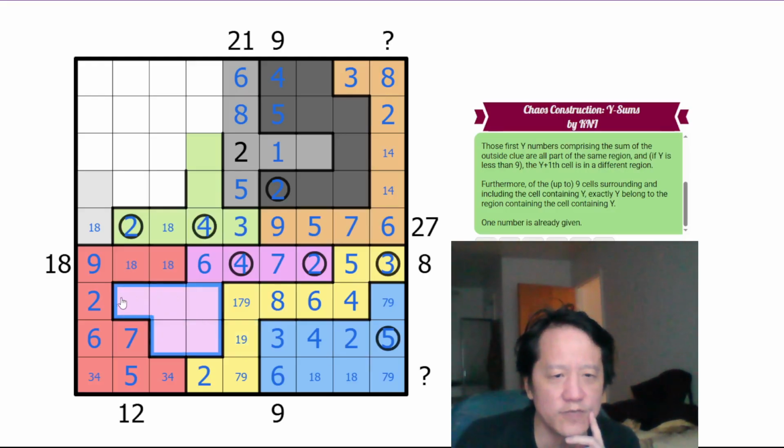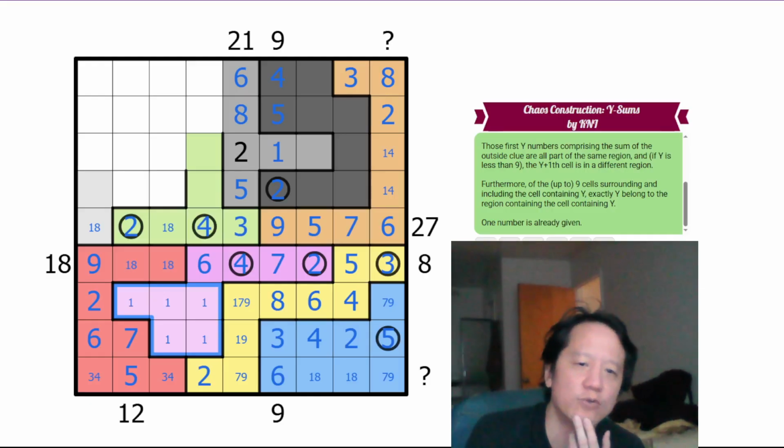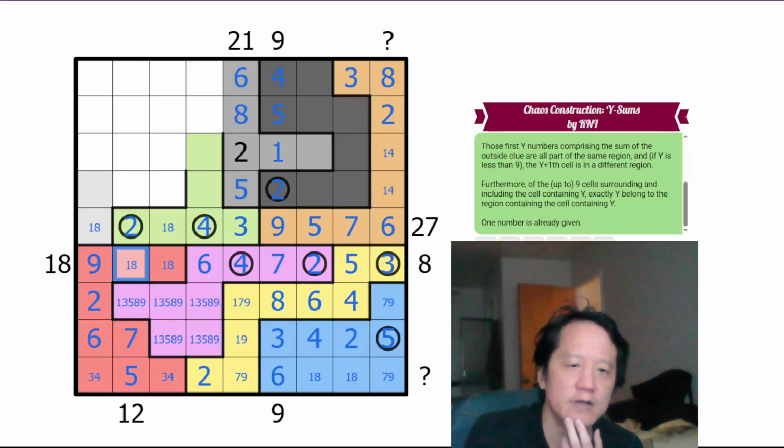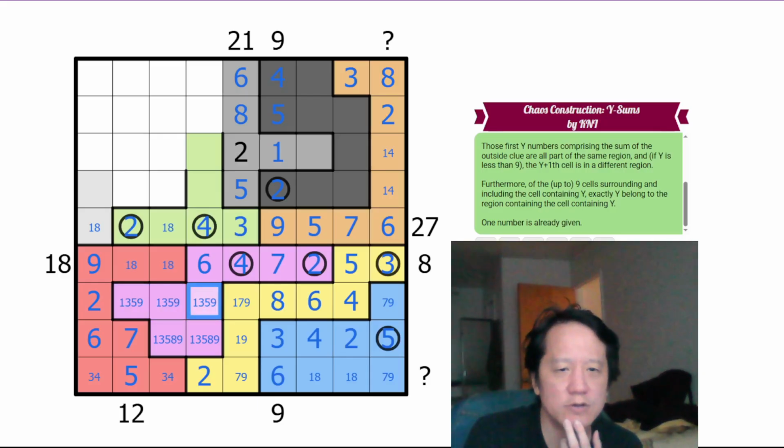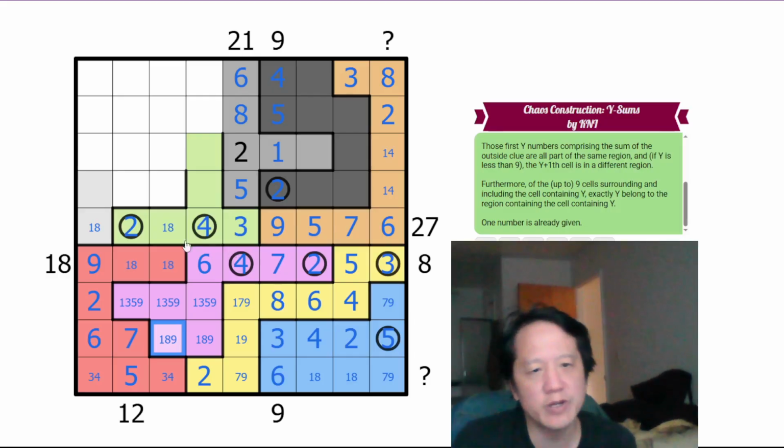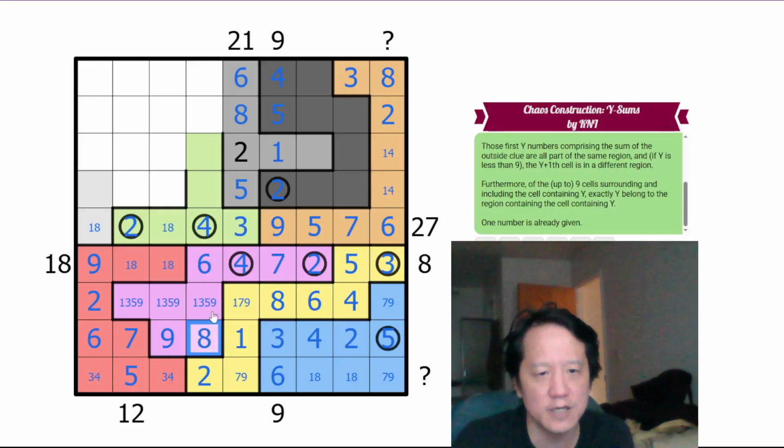Remaining digits of the pink region. We have 1, 3, 5, 8, 9. 8 cannot be any of these digits here because of 8 in the row. 3 and 5 are guaranteed to be here in the pink region, so this can't be 3 or 5. We have a 1, 8 pair in column 3, which eliminates 1 and 8 in the rest of the column. So this can't be 1 or 8, it's 9. This can't be 9, it's 1. This can't be 1 or 9, it's 8.